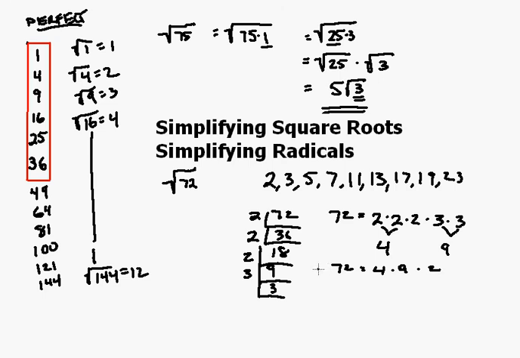Well, guess what, guys? The square root of 72 is equal to the square root of 4 times 9 times 2. Well, I can break this down into 3 square roots: square root of 4 times the square root of 9 times the square root of 2. The square root of 4 is 2. The square root of 9 is 3. And I'm left with the square root of 2 inside this. So the 2 is left inside the radical. 2 times 3 is 6. So I have 6 square root of 2.